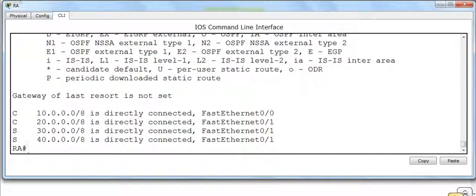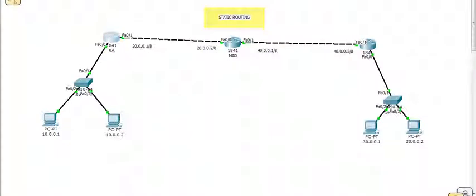But how are you typing? You are typing like 30 go via fast ethernet 0/1, 40 go via fast ethernet 0/1, all are fast ethernet 0/1. Means there is only one exit for non-connected routes, that is only fast ethernet 0/1. There is only one exit to go to the unknown networks. Then this router is considered a stub router.